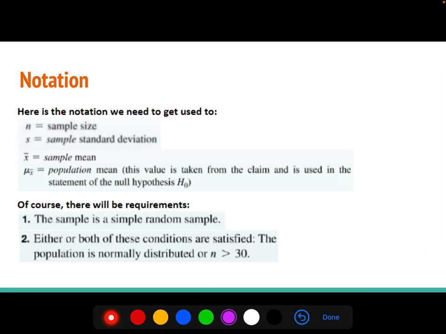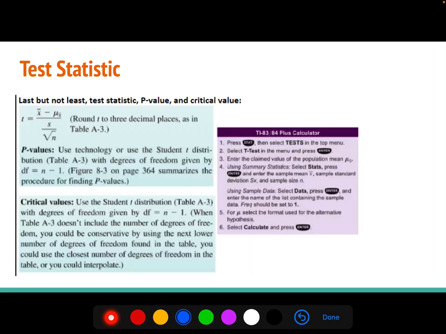Notation we need. N is the sample size. S is the standard deviation of the sample. X bar is the sample mean. And mu is the population mean. There have to be requirements. There has to be a simple random sample, and the population is normally distributed or N is greater than 30.